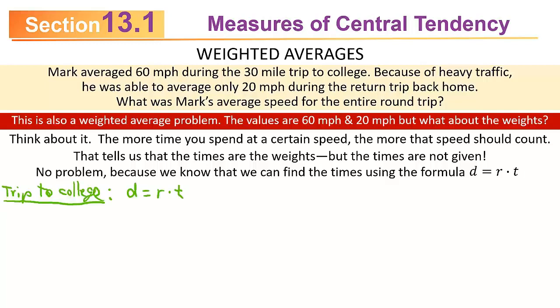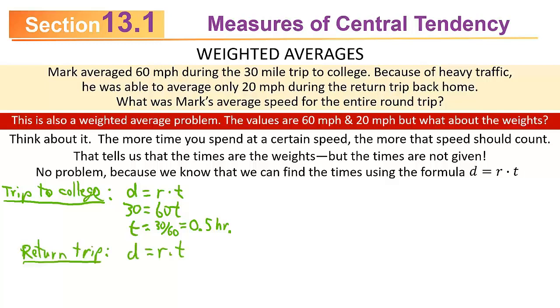On the trip to college, if you use distance equals rate times time, Mark went 30 miles at 60 miles per hour, and we're looking for the time. If you divide both sides by 60, you find out that that trip took Mark a half an hour. Returning, it's still 30 miles, but he was only able to go 20 miles per hour, so you get 30 equals 20t, and if you divide both sides by 20, you'll find out that Mark actually was in the car for an hour and a half on the return trip.